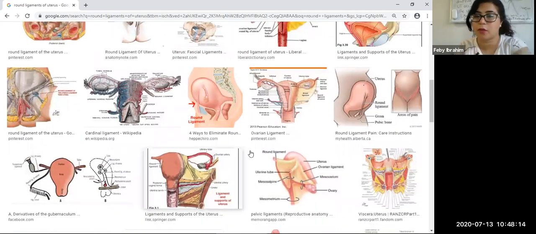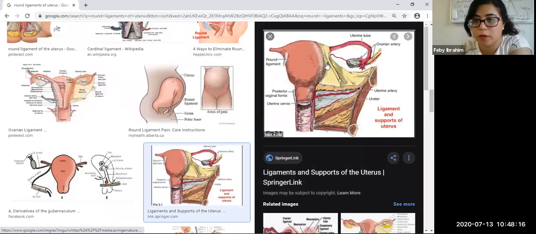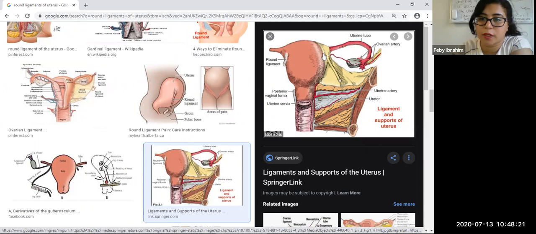Okay, let's see this one here. So again, you see this is the uterus, and this one is part of the broad ligament. You see the wings. You see how it's a part of the broad ligament. It's anterior and the posterior. It shows you here that the uterus from anterior is enclosed by the broad ligament.